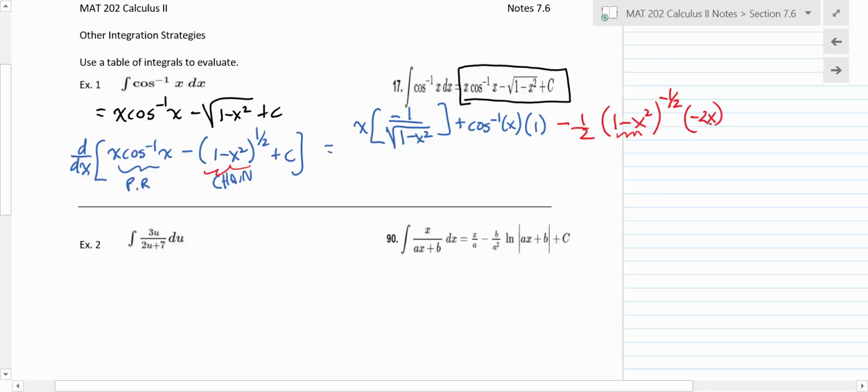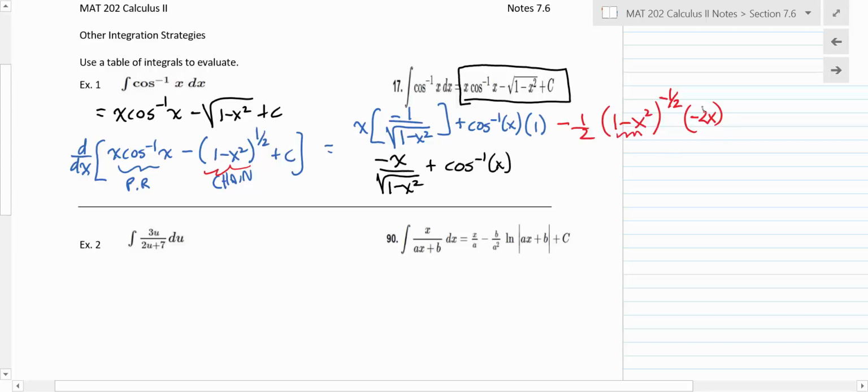Okay, let's just see what cancels and see if that takes us back to the beginning of the integral. Everybody with me on that derivative? That should be easy stuff by now, hopefully. So what I've got here is a negative x over the square root of 1 minus x squared. This is an inverse cosine of x.